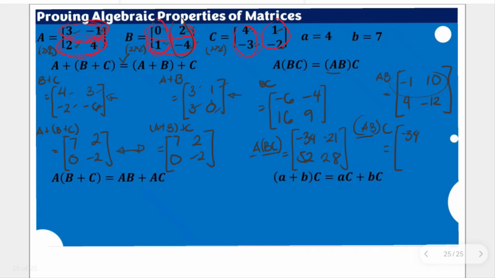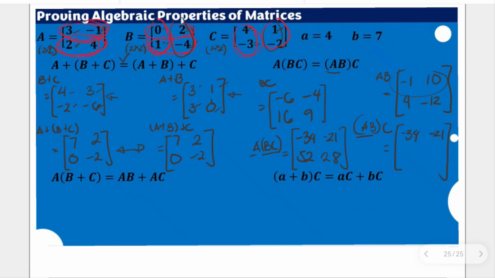So I have the same row here, and I'm going to multiply that to the next column. Negative 1 times 1 is negative 1, and then 10 times negative 2 is negative 20. Negative 1, negative 20, negative 21. See, the results are just the same.